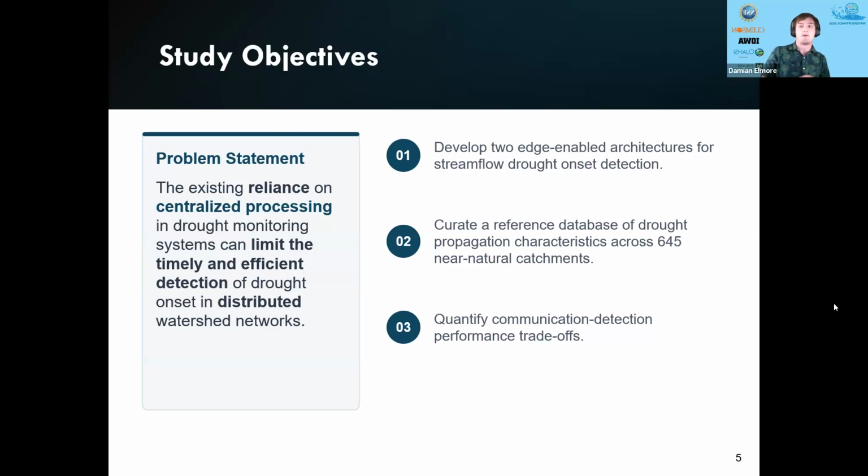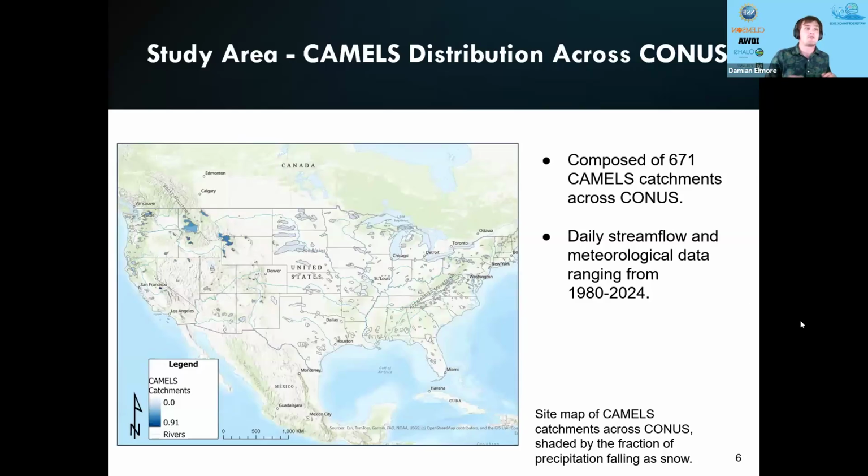And what we did to approach this problem was develop two edge-enabled architectures for stream flow drought onset detection. In the process, we created a curated reference database of drought propagation characteristics across 645 near-natural catchments using the CAMELS database. And between these two architectures, we quantified communication and detection performance trade-offs. To talk about our site area, we looked at the entirety of the contiguous United States, which is the spatial scope of the CAMELS database. And we have stream flow and meteorological daily data ranging from 1980 all the way up to 2024.